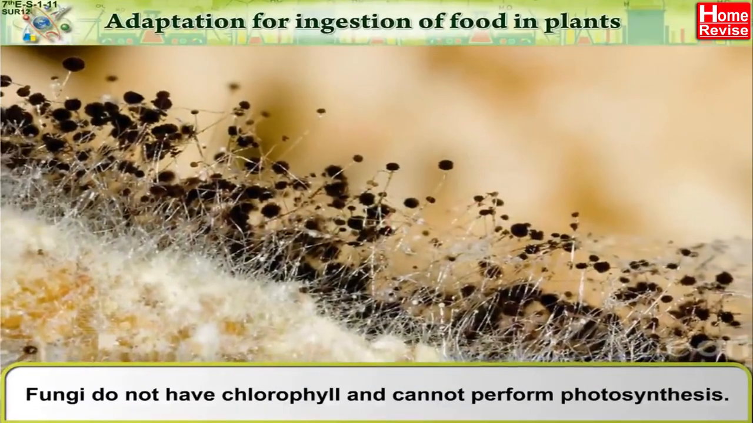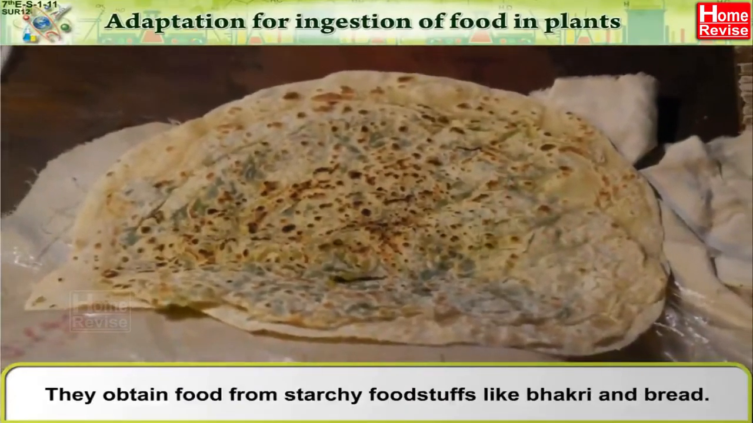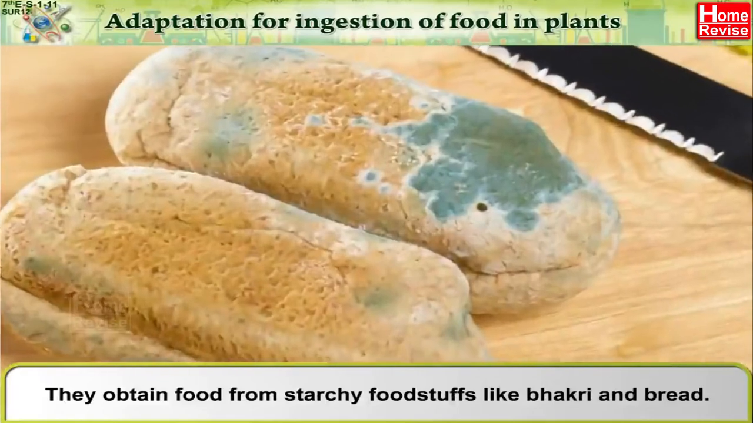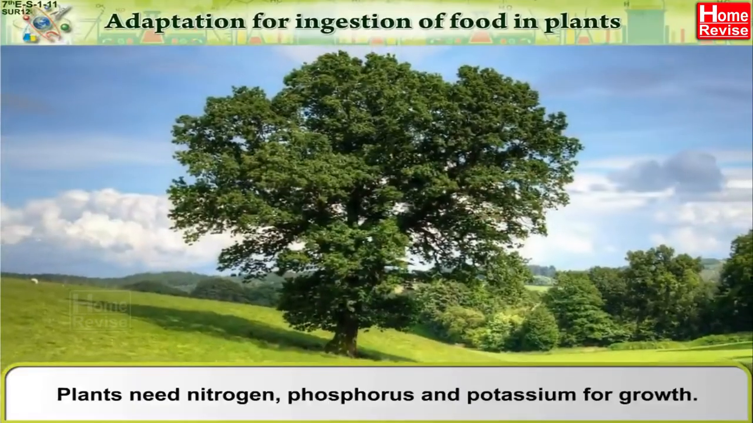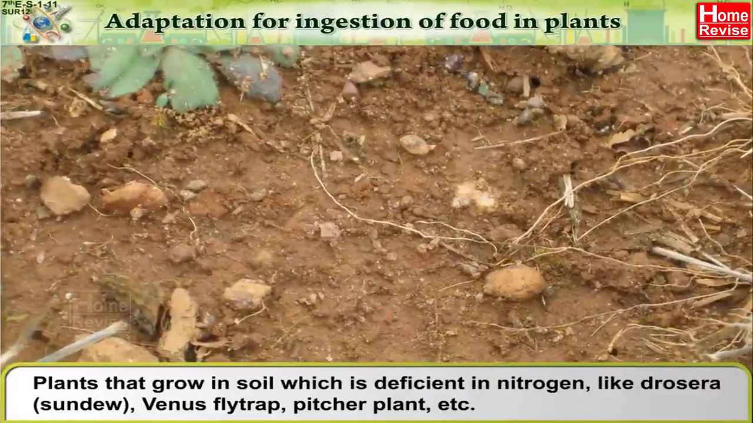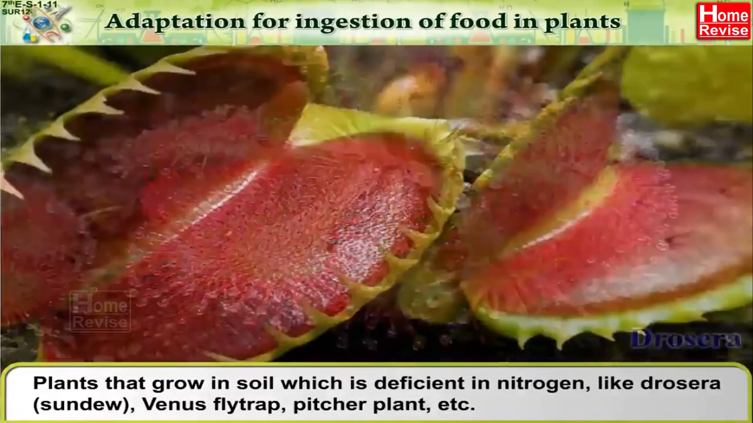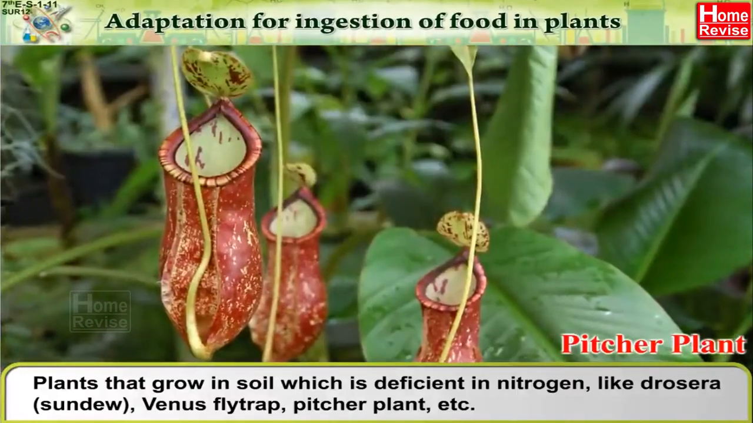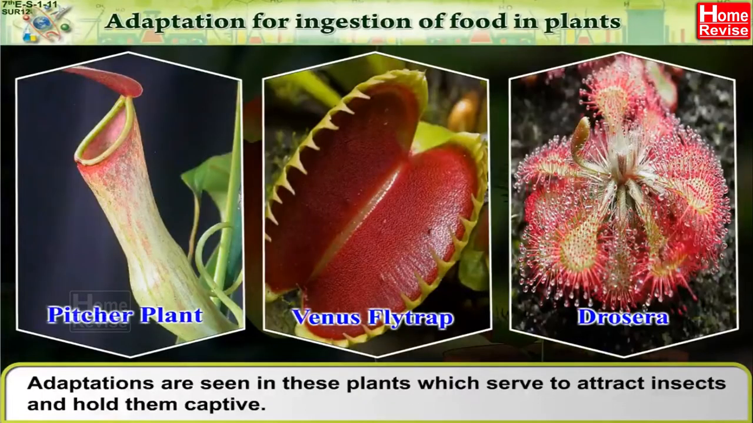Fungi do not have chlorophyll and cannot perform photosynthesis. They absorb food from starchy foodstuffs like bhakri and bread. They have root-like fibers for absorption of food. Plants need nitrogen, phosphorus, and potassium for growth. Plants that grow in soil which is deficient in nitrogen, like Drosera, that is sundew, Venus flytrap, pitcher plant, etc., fulfill their need for nitrogen by consuming insects. Adaptations are seen in these plants which serve to attract insects and hold them captive.